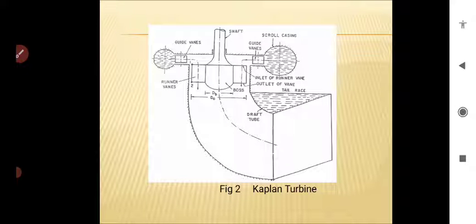Now observe figure number 2. This is the Kaplan turbine. The Kaplan turbine is similar to the propeller turbine. The runner blades of the propeller turbine are fixed, but the Kaplan turbine runner blades are adjustable, so that their angle of inclination can be altered.